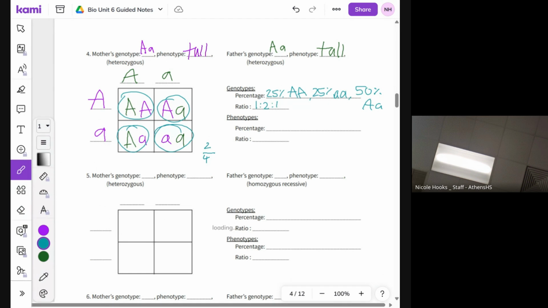Because we've got 3 different kinds, and one of them has 2 of them. So it's 1 to 2 to 1.